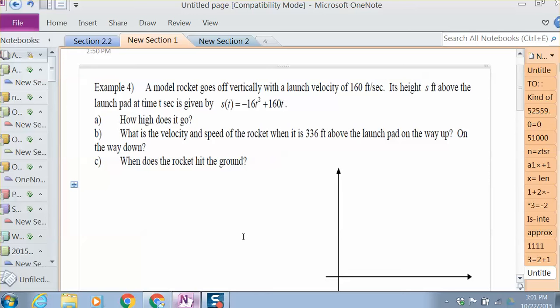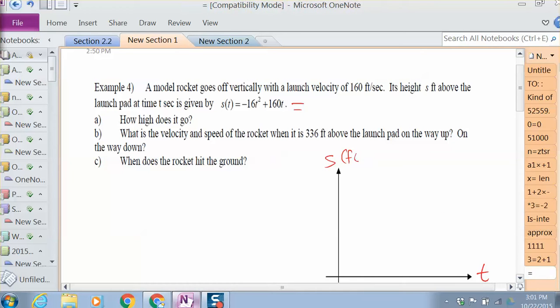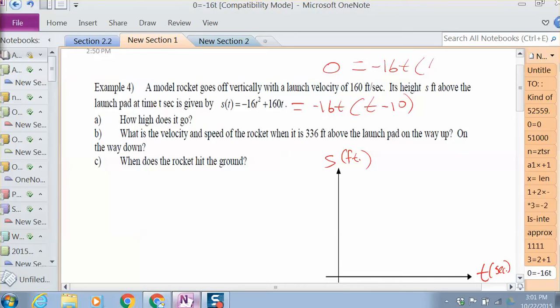Well, one thing that might help is that we can graph this equation. Remember, it's the position function, so that's s and that's t. Of course, s is in feet and t is in seconds. Now, if I factor out a negative 16 and a t, I get that. And if I set the position equal to 0, t equals 0 or 10.